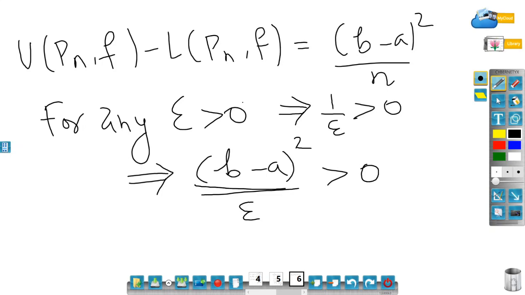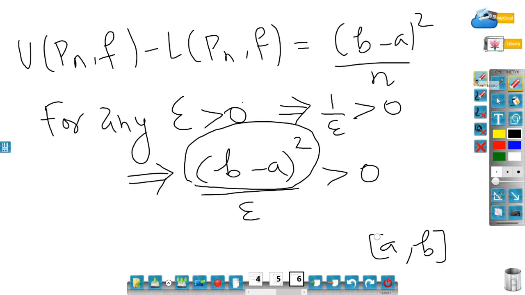Yes, because b minus a whole square is greater than 0, because a and b are points from the closed interval a comma b, and b is strictly greater than a. So b minus a is strictly greater than 0. So the square is also greater than 0. So because of interval properties, it is clear that b minus a whole square is greater than 0. So this ratio is greater than 0.